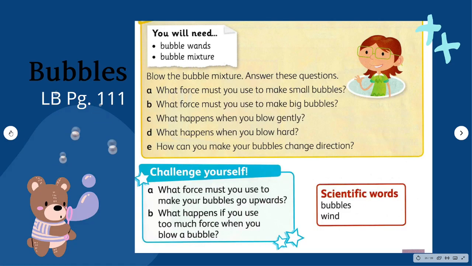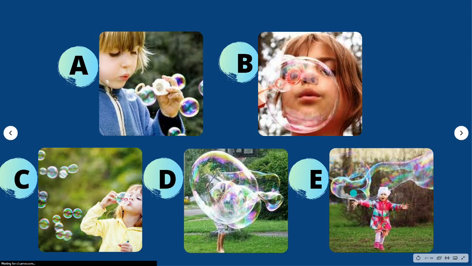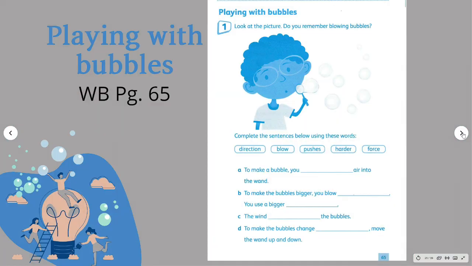And letter E, how can you make your bubbles change direction? I'm sure you're wondering how come she made this giant bubble, okay? That is because she moved the bubble maker up, down, or sideways and then blow bubbles, wave the bubble wand around, okay? Instead of blowing into it. Yeah, complete this workbook. Page 65, playing with bubbles. Look at the picture so that you remember, okay, blowing bubbles.